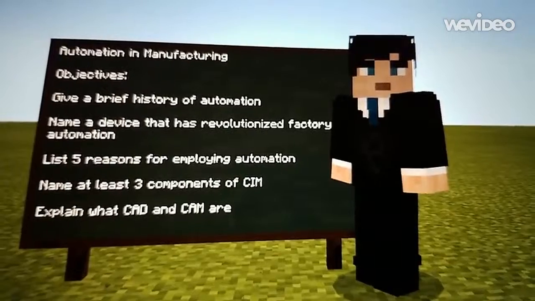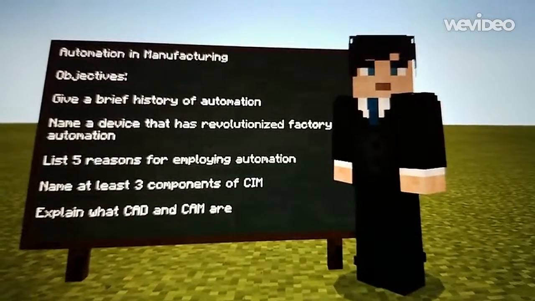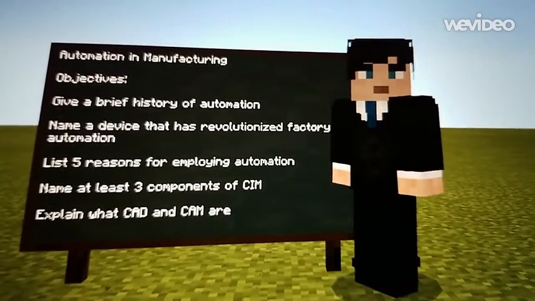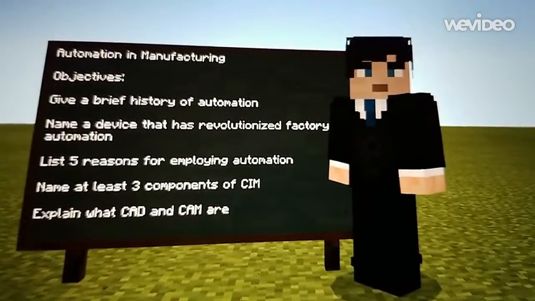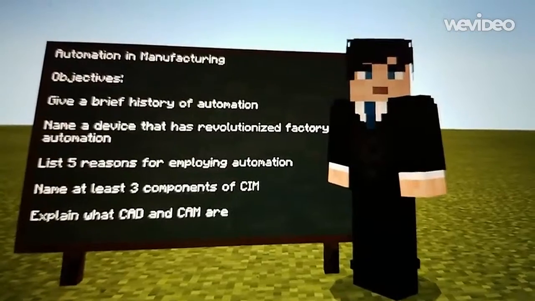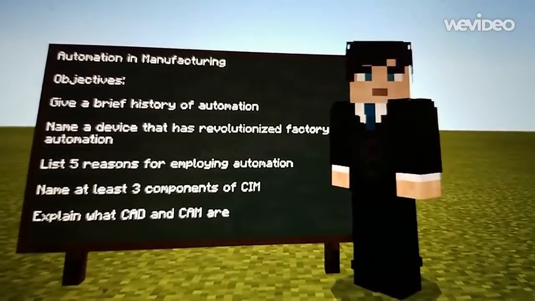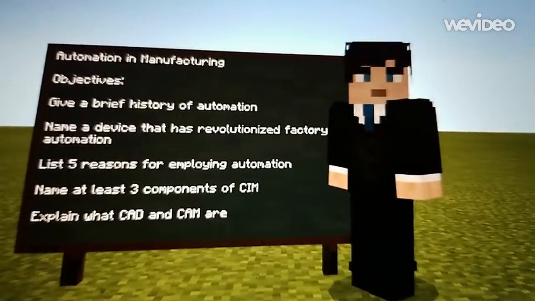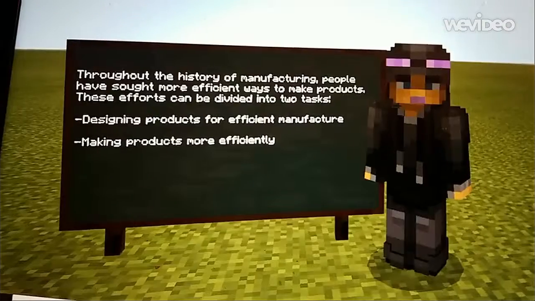Our objectives today: give a brief history of automation, name a device that has revolutionized factory automation, list 5 reasons for employing automation, name at least 3 components of CIM, and explain what CAD and CAM are.